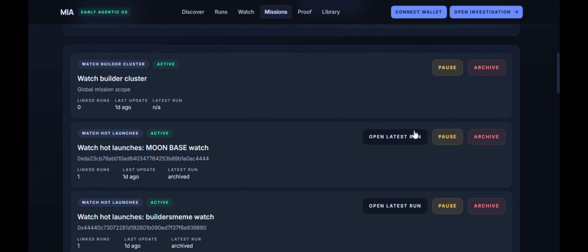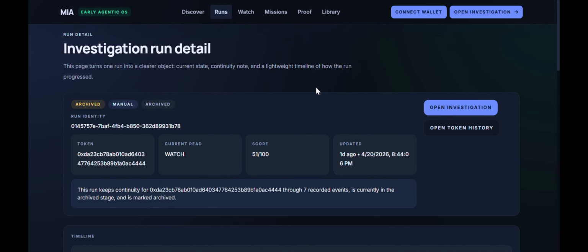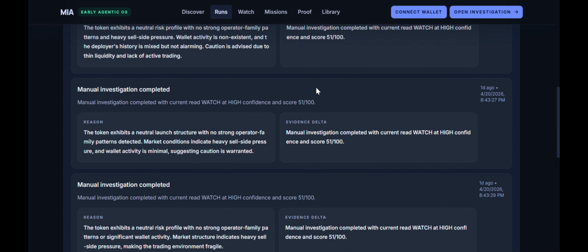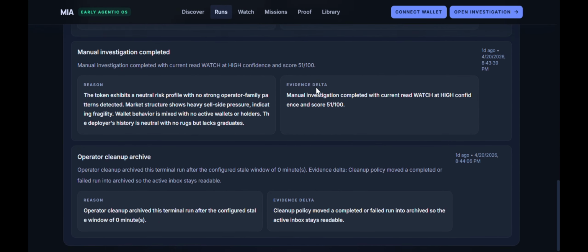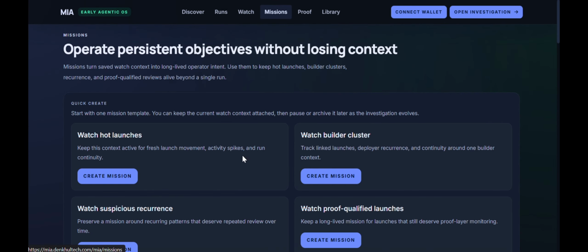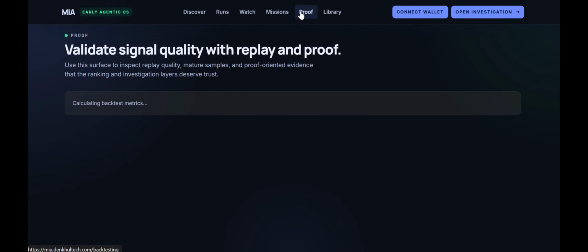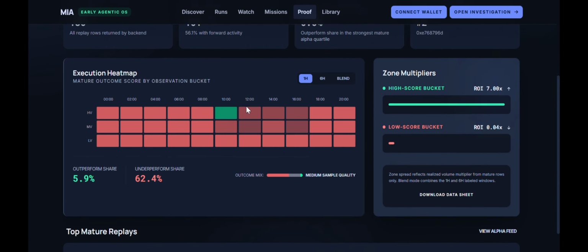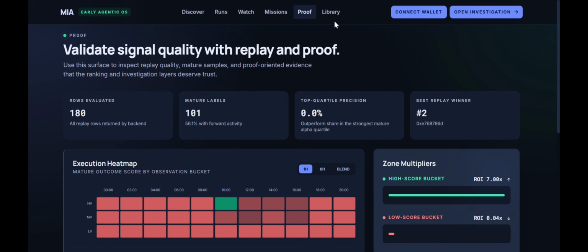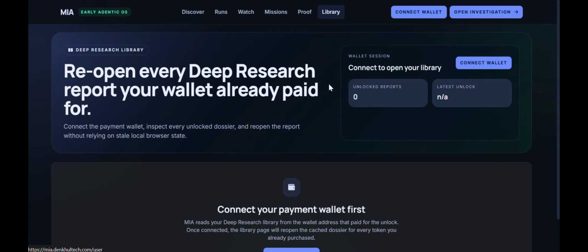That matters because chaotic launches are not static situations. A token can improve, deteriorate, or reveal new evidence very quickly. What investors and analysts need is not just a score at one point in time. They need a system that can say, here is the current thesis, here is what supports it, and here is what would cause us to revise it.